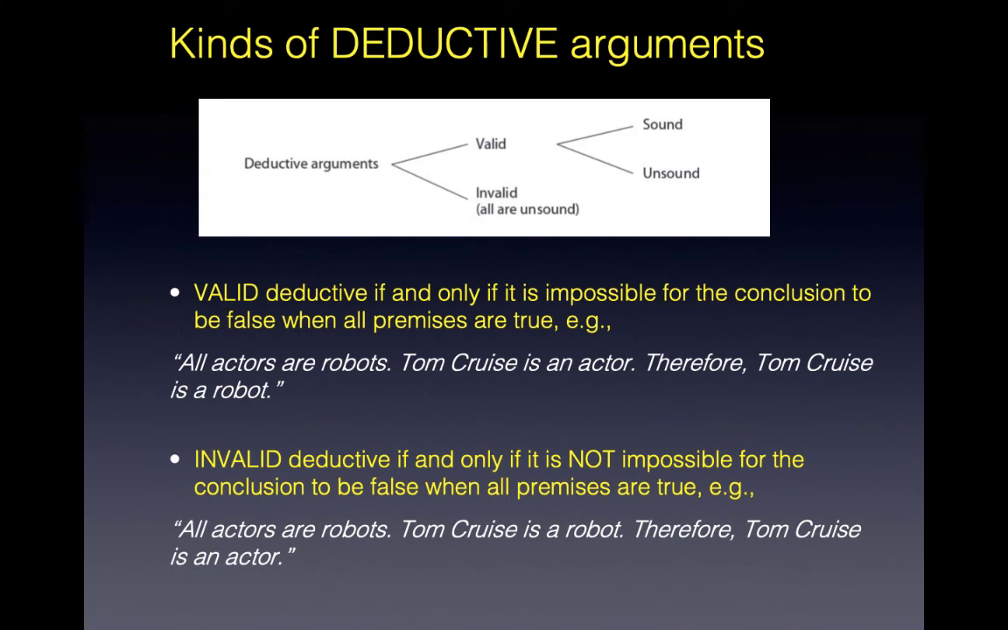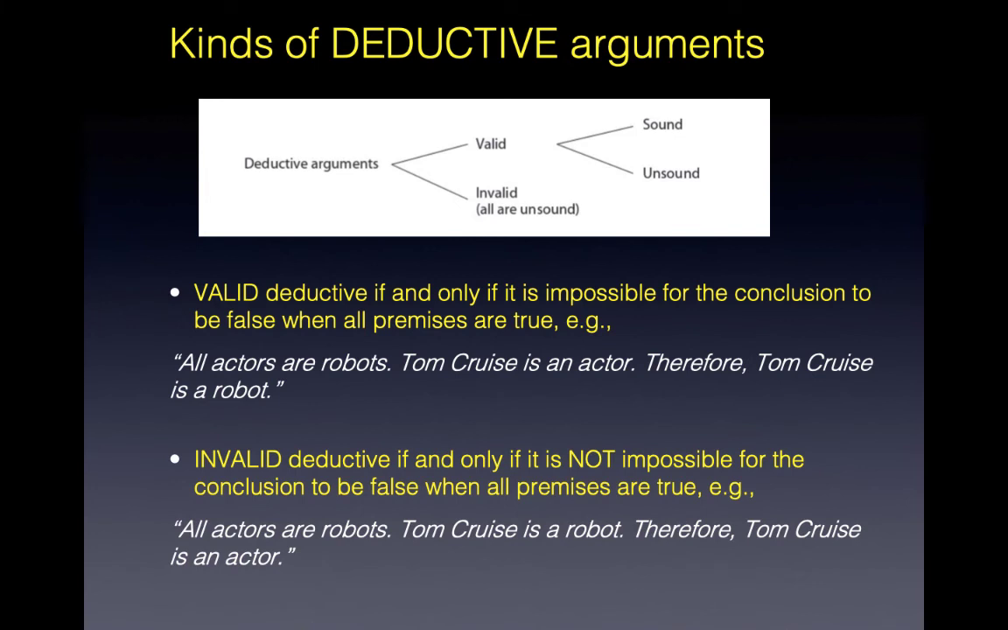Invalid deductive. An argument is invalid deductive if and only if it's possible for the conclusion to be false when all premises are true. For example, all actors are robots. Tom Cruise is a robot, therefore Tom Cruise is an actor. You should see that even if the first two claims are true, the premises are true, the conclusion could still be false, right?